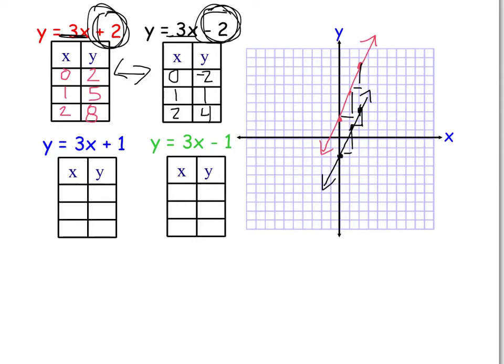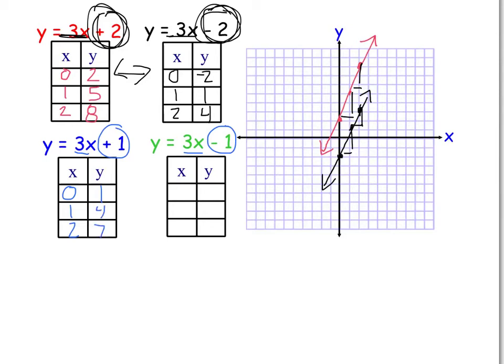Let's do this again. Now maybe you can make some predictions. This one should run into the y-axis at 1, and this one should run into the y-axis at -1. Again, they're going to have the same slope, so they should be just as steep of lines as these first ones. Okay, so let's do 0, 1, and 2 again. When I plug in 0, I get 1. When I plug in 1, I get 4. When I plug in 2, I get 7.